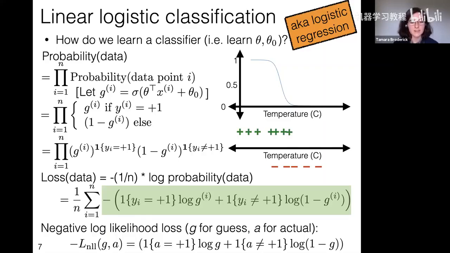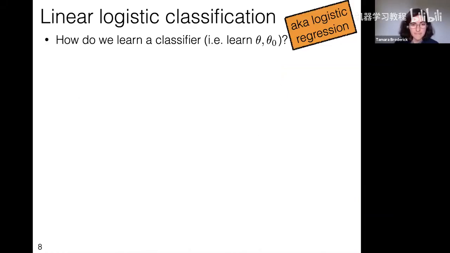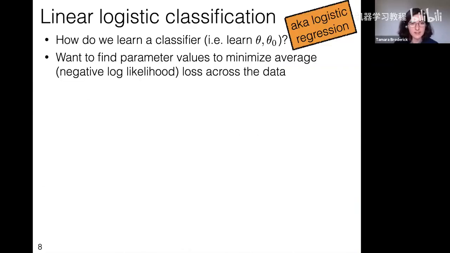In particular, here we have this function of theta and theta naught, and because it's actually pretty nice, it's continuous, it's differentiable, we're going to be able to use really powerful optimization tools to actually try to minimize that in theta and theta naught. So let's just make this a little bit more explicit. Okay, so how are we learning this classifier? We're going to try to find parameter values, the theta and theta naught, to minimize this sort of training error loss that we've talked about, this average loss, specifically looking at negative log likelihood across the data.